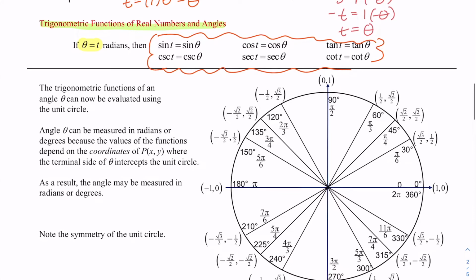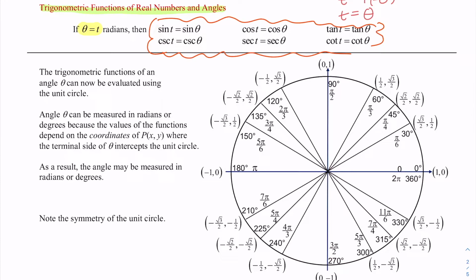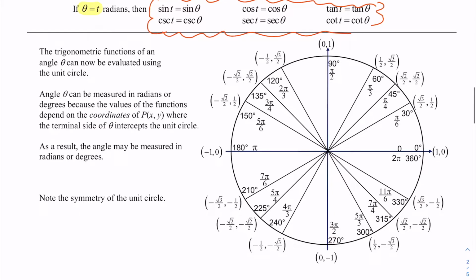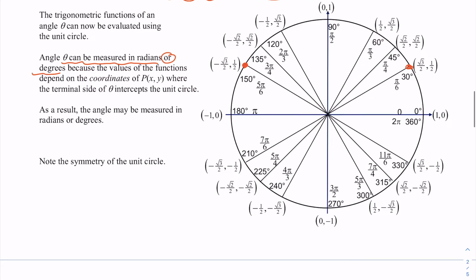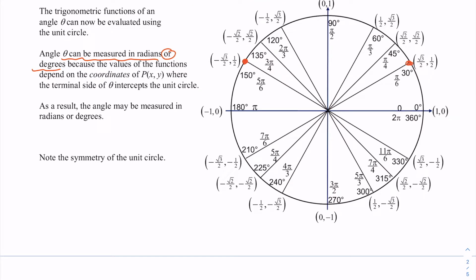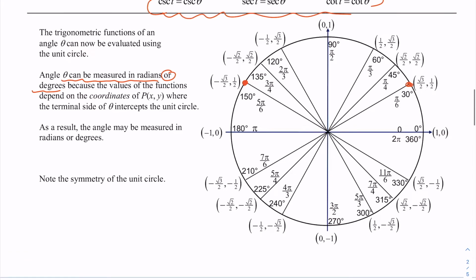The trig functions of an angle theta can now be evaluated using the unit circle. And theta can be measured in radians or degrees, so make sure you know that. Theta can be measured in radians or degrees because the values of the function depend on the coordinates, this coordinate or this coordinate. So the terminal side of theta intercepts the unit circle. Let's go ahead and take a look at this unit circle.